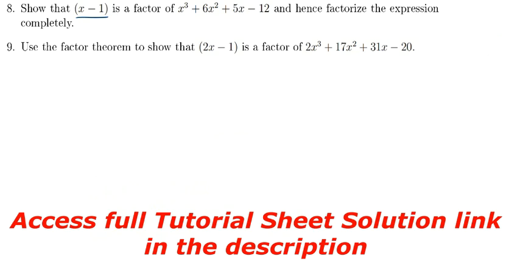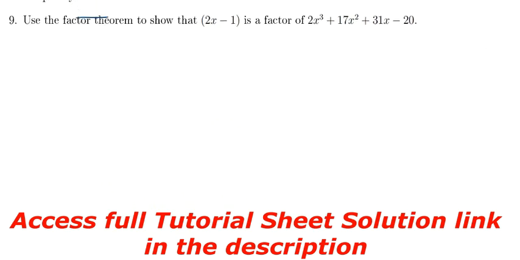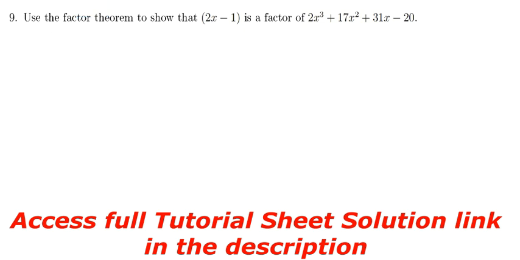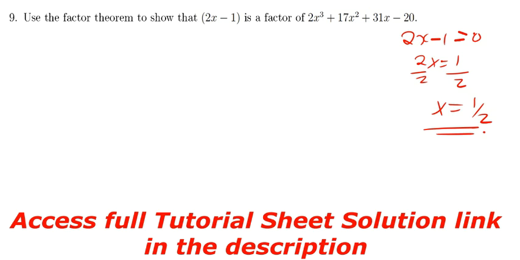Let's go to question 9. Question 9 is saying, use the factor theorem to show that. Now here I can't use any other method apart from the factor theorem to show that this is a factor of that. The factor theorem is when you get this equal to 0. So 2x is equal to 1, so x is equal to half. So factor theorem is when you put half where there is x, so the answer should be 0.